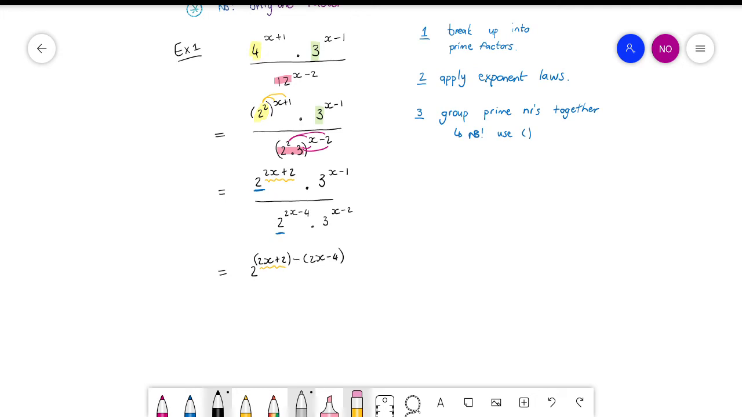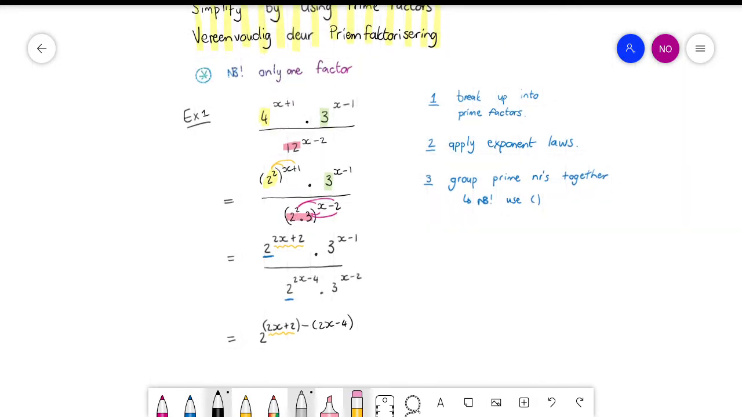by using prime factorization. Die eerste ding wat ons gedoen het, is ons het gekyk na hierdie breuk aan die begin, en ons het gesê, daar is nêrens 'n plus of 'n minus teken wat terme kan skei in die teller of in die noemer nie. That's the first thing you have to be on the lookout for. You can't have a plus or a minus sign either at the top or at the bottom of the fraction.